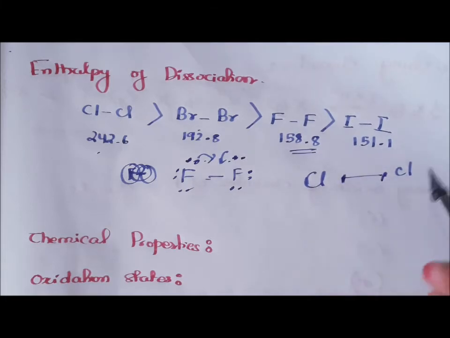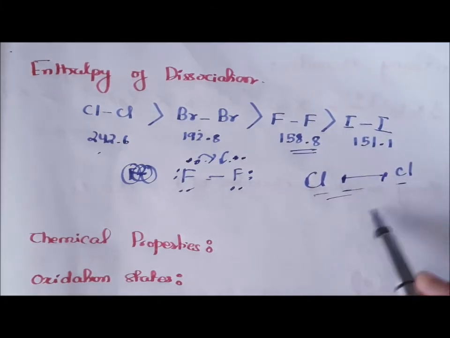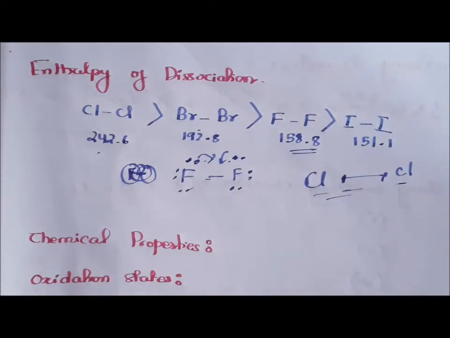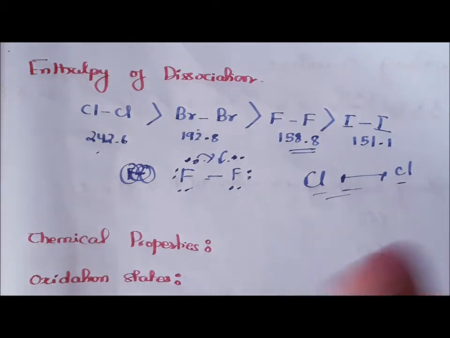The repulsion is less here, so that means it will have the highest bond dissociation enthalpy. On moving down the group, the bond dissociation enthalpy decreases. Why? Because the atomic size increases, so the bond length increases. Bond length increases means what? The bond dissociation enthalpy decreases.